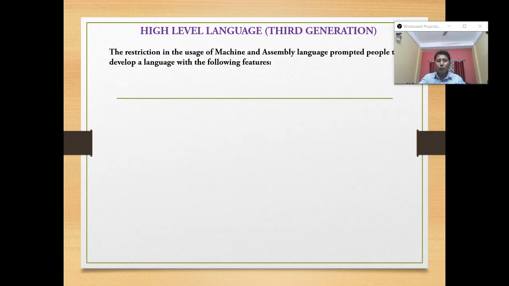Now let us see what the high level language is. As we all know, the restriction in the use of machine and the assembly language has prompted people to develop a language with some features. Suppose say simple and user friendly, means the programs that are written in the high level languages are very simple and it is user friendly. You can run it in different platforms and everyone can understand it. And this language is machine independent.